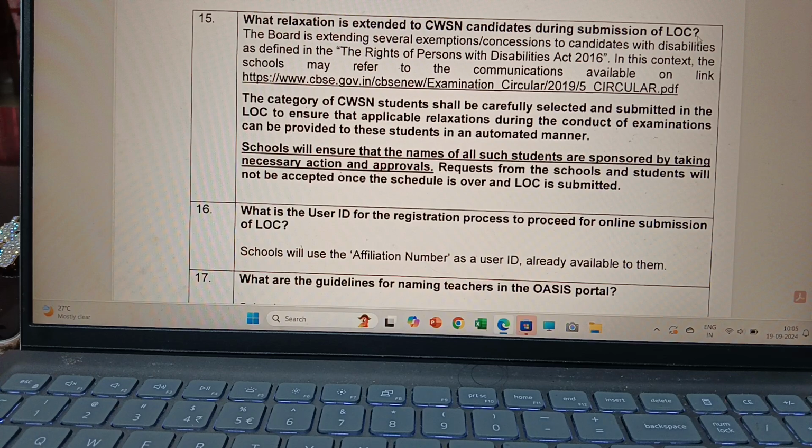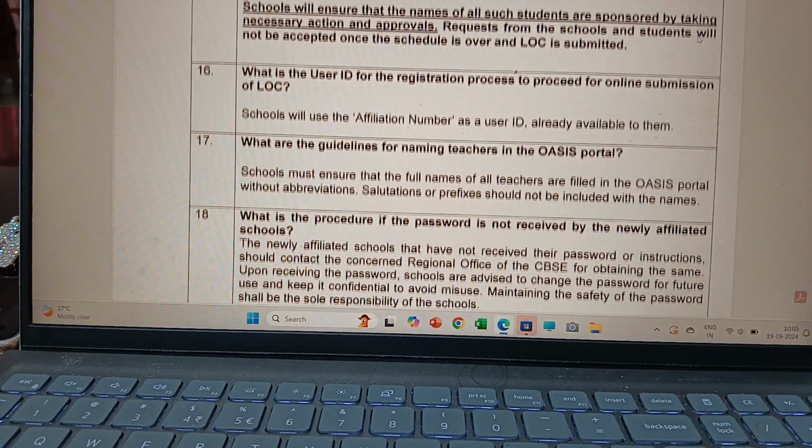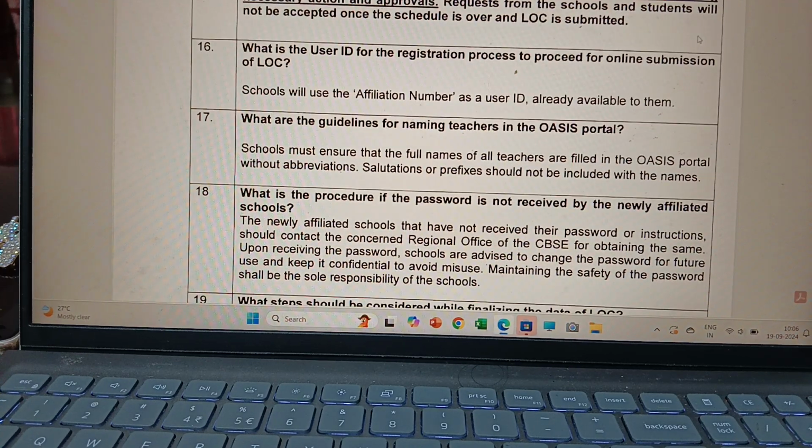What is the user ID for the registration process to proceed for online submission of LOC? Schools will use the affiliation number as the user ID, already available to them. What are the guidelines for naming teachers in the OASIS portal? Schools must ensure that the full names of all teachers are filled in the OASIS portal without abbreviations. Salutations or prefixes should not be included with the names.